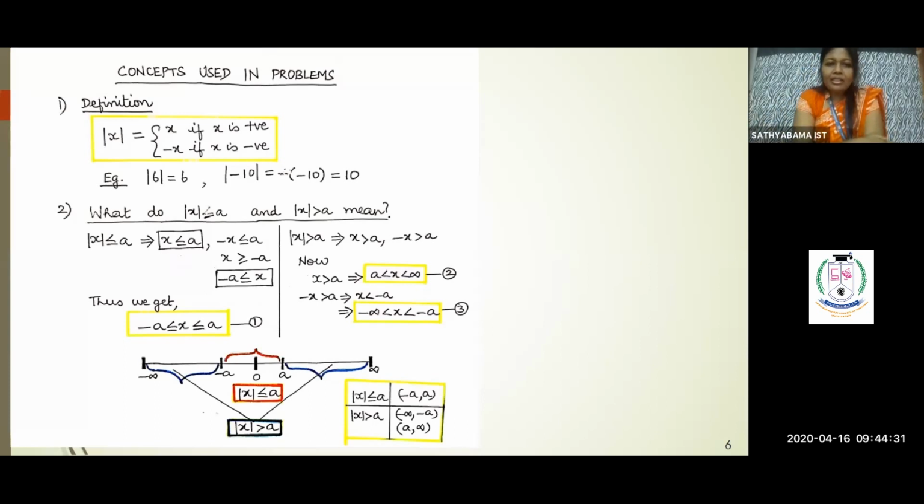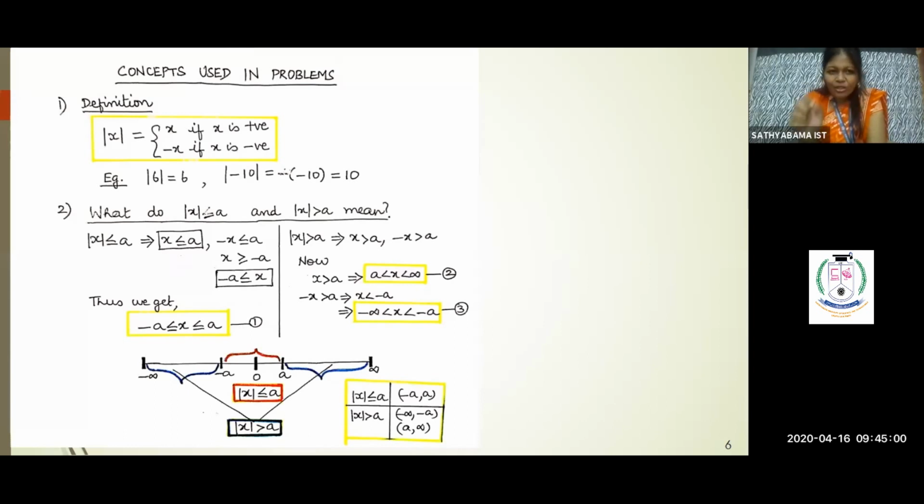The first one talks about the definition of modulus of x. What is modulus of x by definition? It takes the value x if x is greater than 0. It takes the value minus x if x is less than 0. I've explained this definition with two examples here. Let's look at the examples. What is modulus of 6? You know modulus of 6 is 6 because 6 is positive. You write it as it is. So that's how you get the first case.